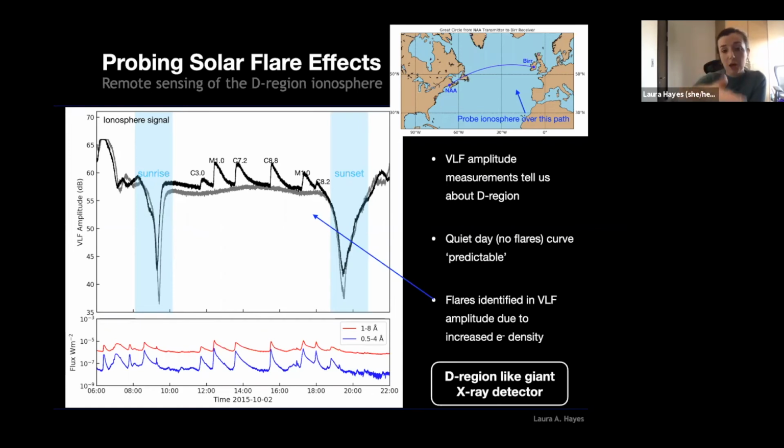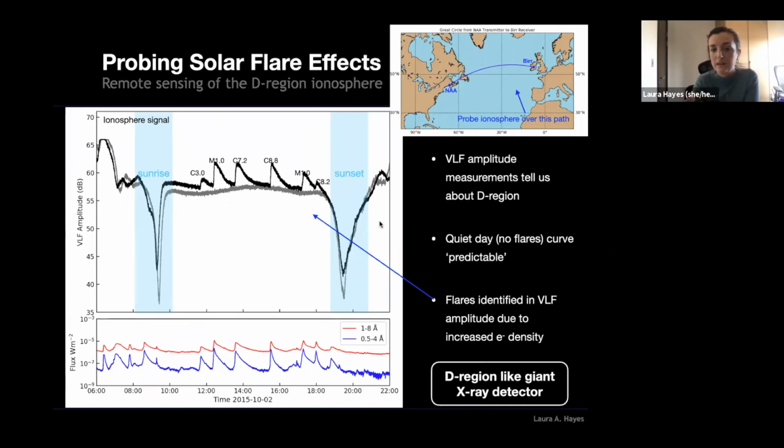It's going to give it a sharper reflectance, essentially, so waves at these frequencies are going to be less attenuated. And this is why we see these amplitude increases of flares during this time. And essentially, if we compare this then to the X-ray flux that we see from GOES, we can see that we're really using the D region as a giant X-ray detector, and it's able to see these flares very nicely.